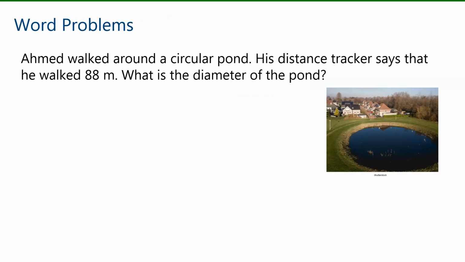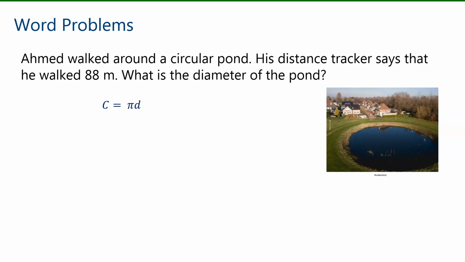Now here we have one more word problem. It says Ahmed walked around a circular pond. His distance tracker says that he walked 88 meters. What is the diameter of the pond? So this is a little bit different than the previous couple of word problems we did. This time we're looking for the diameter. And it tells the circumference because it says his distance that he walked is 88. So we should know that the distance around a circular object is a circumference. So they're telling us the circumference in this one.